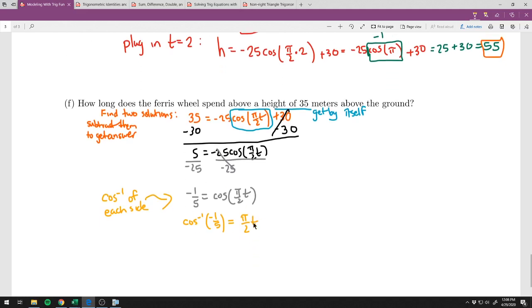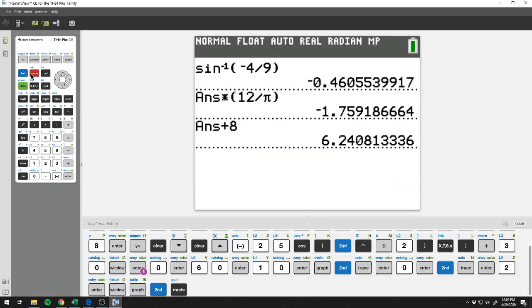And let's type that in our calculator. Once again, we're in radians mode. You only use degree mode if you are told at some point. But pretty much any word problem that doesn't have a triangle with it, you're in radian mode. So yeah, cosine inverse of negative 1/5.